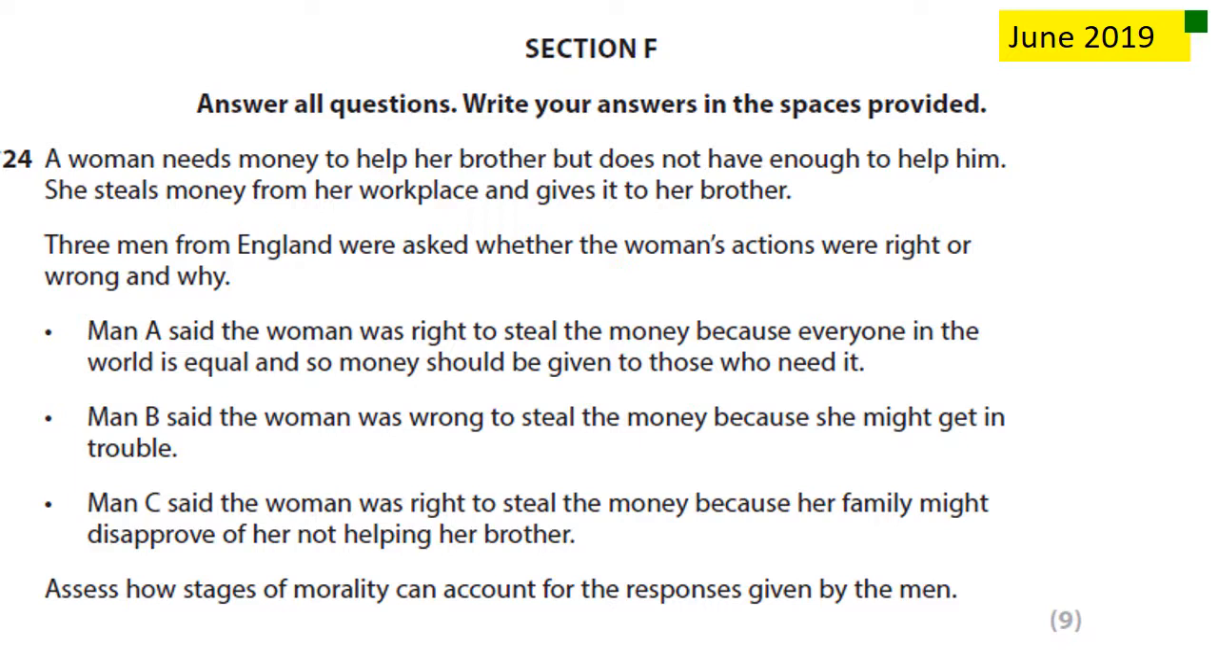So, a woman needs money to help her brother but does not have enough to help him. She steals money from her workplace and gives it to her brother. 3 men from England were asked whether the woman's actions were right or wrong and why. Man A said the woman was right to steal the money because everyone in the world is equal, so money should be given to those who need it. Man B said the woman was wrong to steal the money because she might get in trouble. And Man C said that the woman was right to steal the money because her family might disapprove of her not helping her brother.